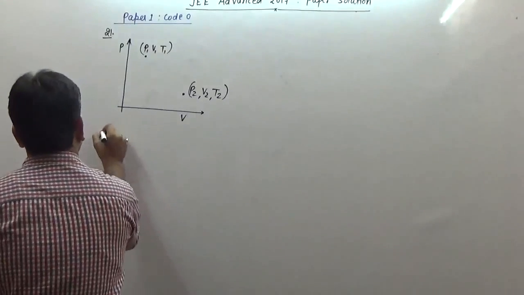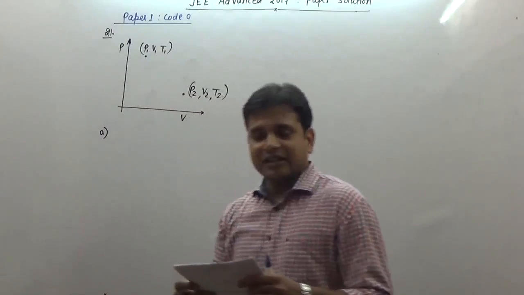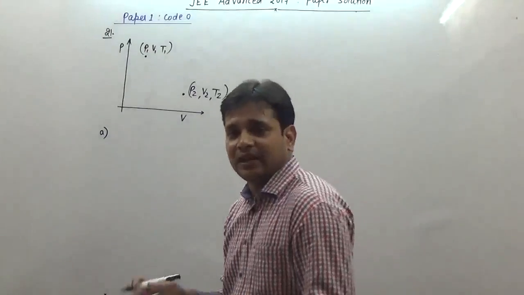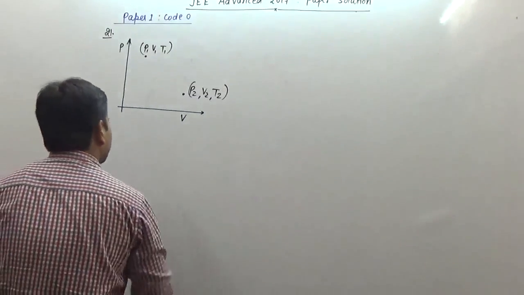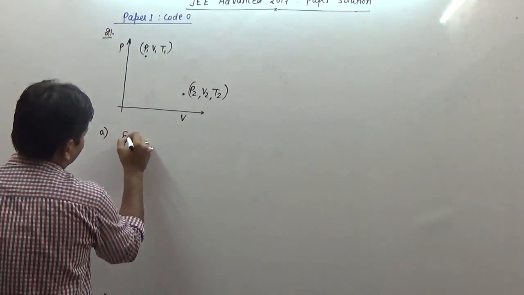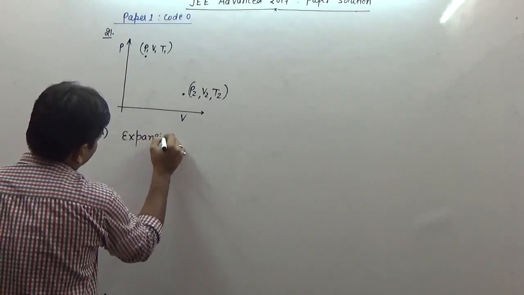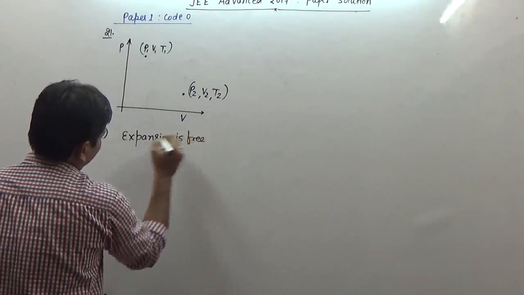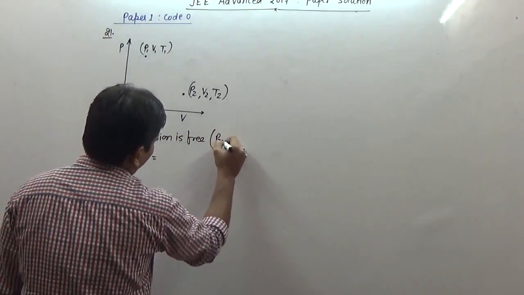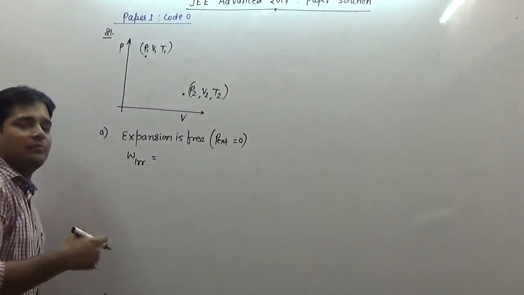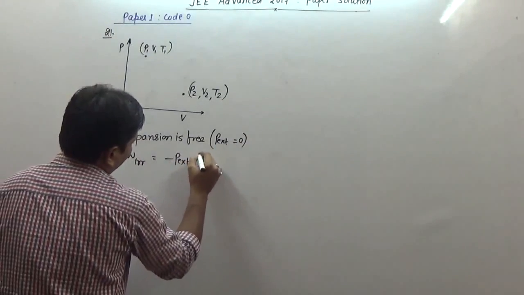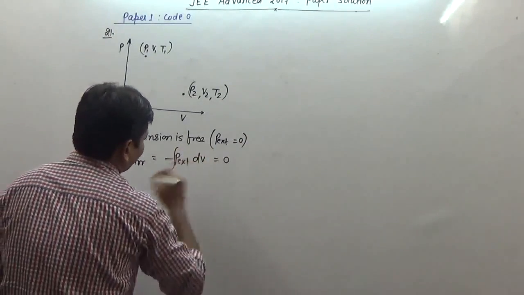So the A option that is given is: if the expansion is carried out freely, it is simultaneously both isothermal as well as adiabatic. The question is saying that if expansion is done freely, it means expansion is free. Free expansion means it is an irreversible process because P external is equal to 0. Internal pressure must be there because gas is present there. So we have the integral of P external dV, and that is going to be equal to 0.